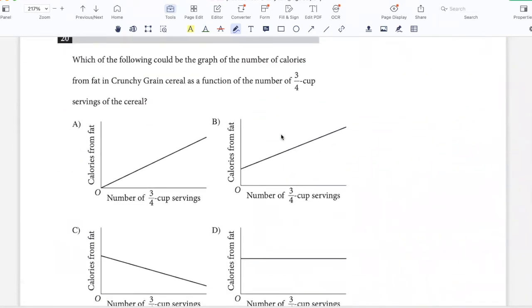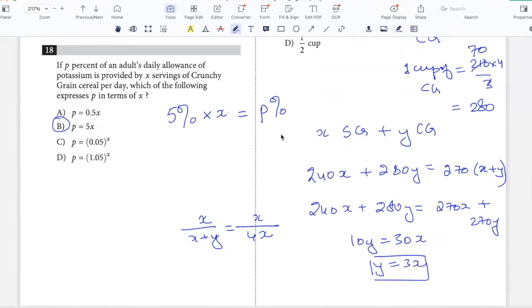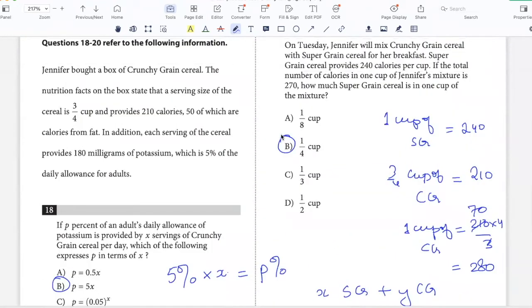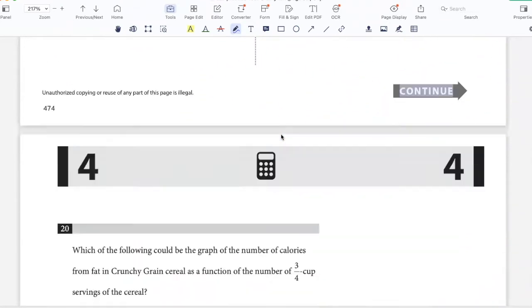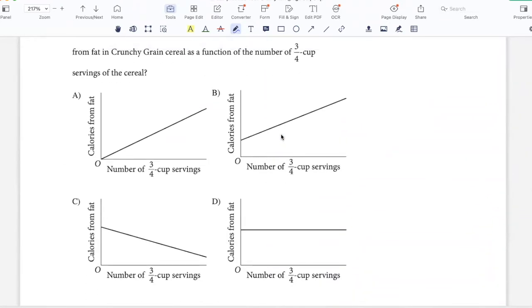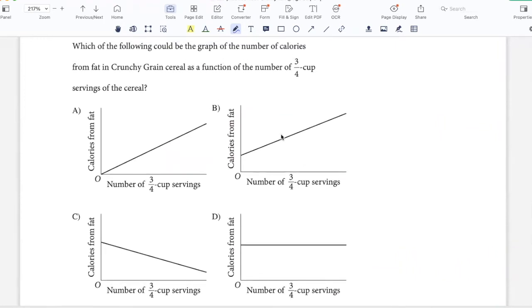Which of the following could be the graph of the number of calories from fat in crunchy grain cereal as a function of the number of 3/4 cup servings of the cereal? Okay, so each 3/4 cup has 50 calories from fat. So this would be a linear rising curve. And obviously it would start from the origin, because if you have 0 cups, then there are 0 calories from fat. So A.